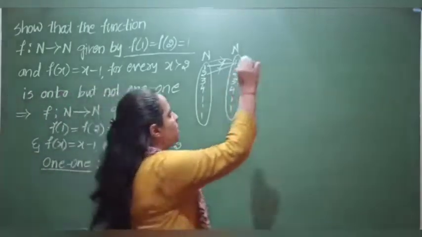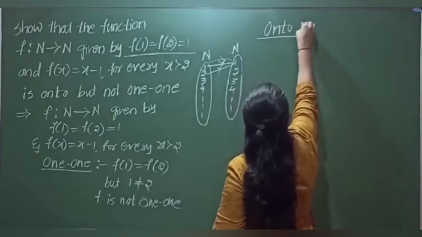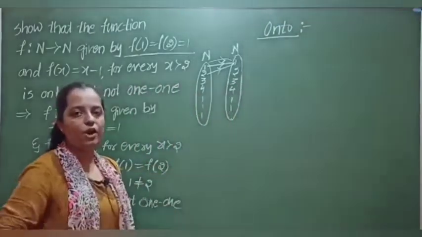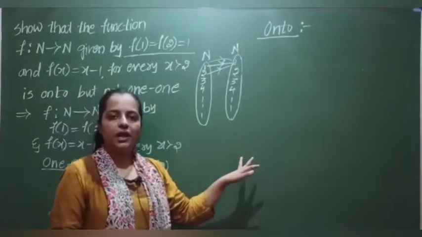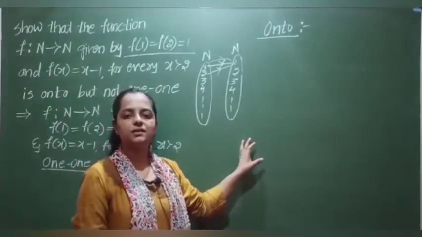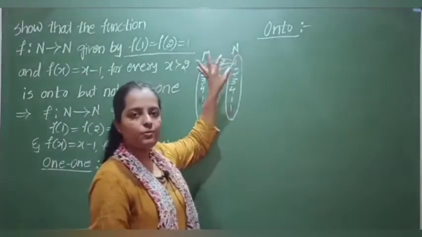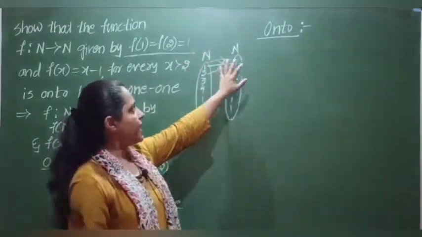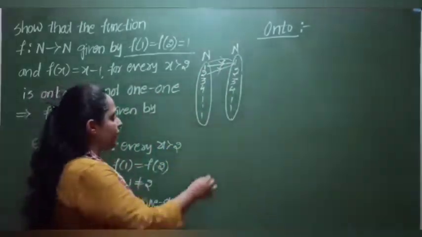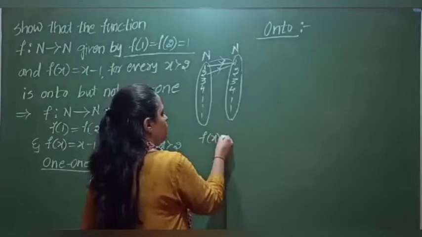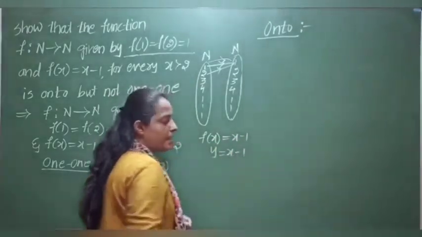And now we'll think of whether it is onto. Is it onto or not? They told us to show this is not one-one but it is onto. What does onto mean here? Indirectly we have to show range equals codomain, or for all the elements of the codomain there should be a pre-image. Every element here should have a pre-image, right? So look here, what function is defined: f of x is equal to x minus 1. f of x means y equals x minus 1.